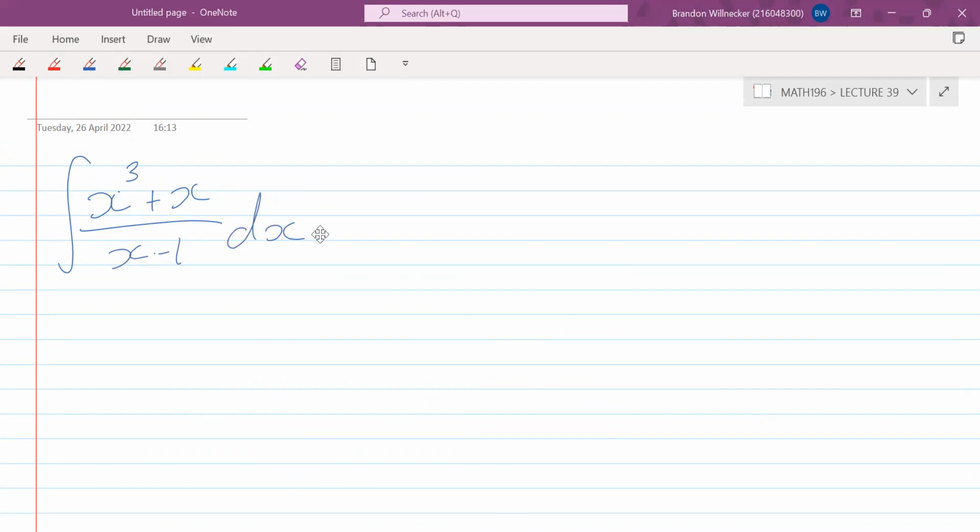Integrating this directly is really difficult. You can try a u substitution, maybe a trig substitution. It's quite difficult as is. However, if we first do the division and simplify this, then you'll see it's much easier to integrate.